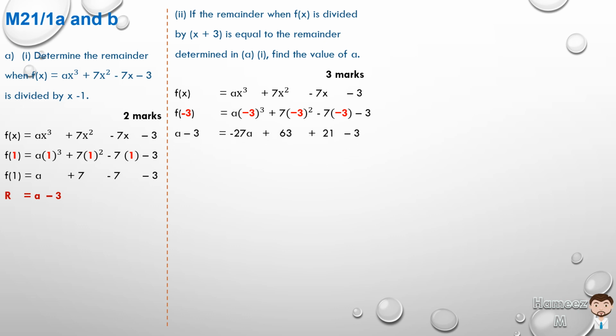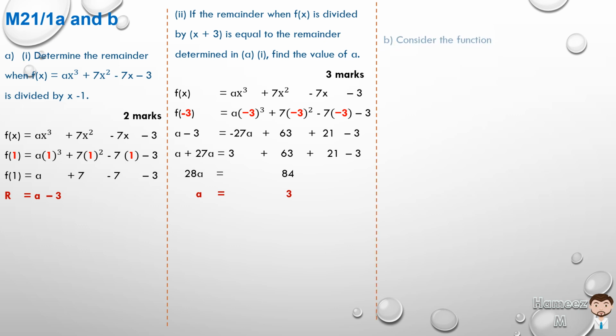We get a minus 3 is equal to minus 3 cubed is minus 27a. Minus 3 squared is 9 by 7 is plus 63. 7 3s are 21, plus 21 minus 3. And if we put all the a's on one side and all the numbers on the other side, we should be able to solve. So a plus 27a is equal to, carry the minus 3 across, we're going to get 3 plus 63 plus 21 minus 3. a plus 27a is equal to 28a. 3 minus 3 cancels, so 63 plus 21 is 84. So 28a is equal to 84, a is equal to 3.